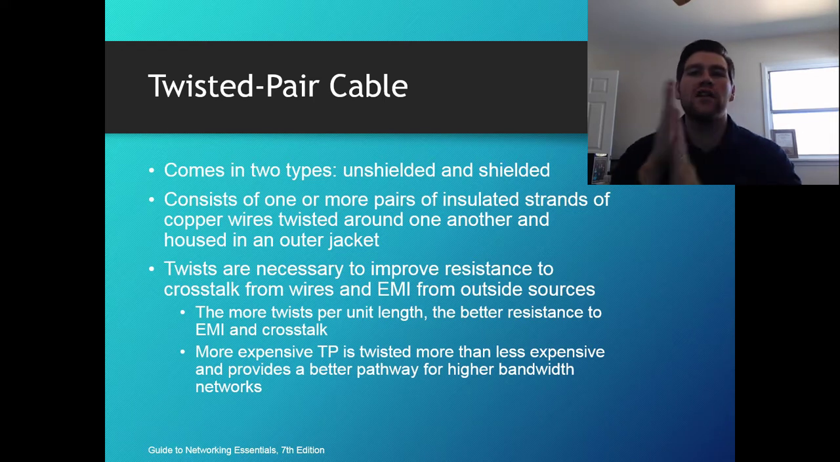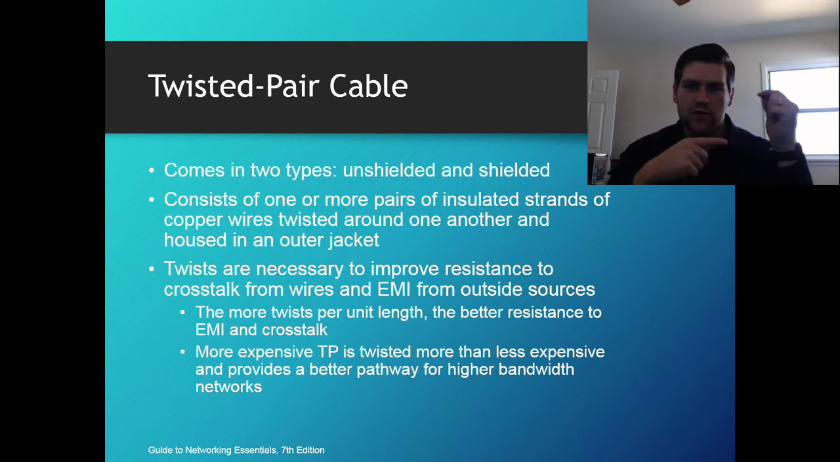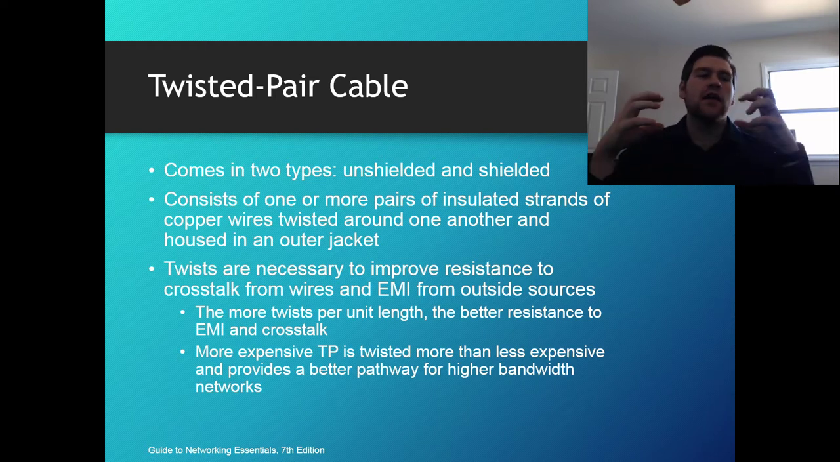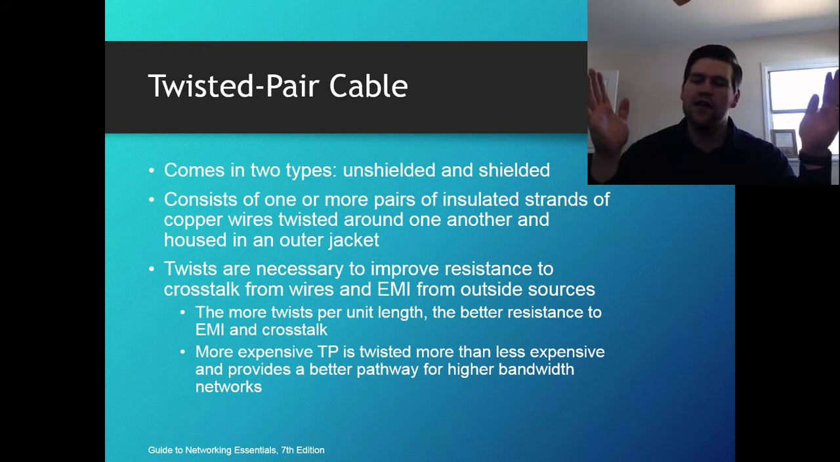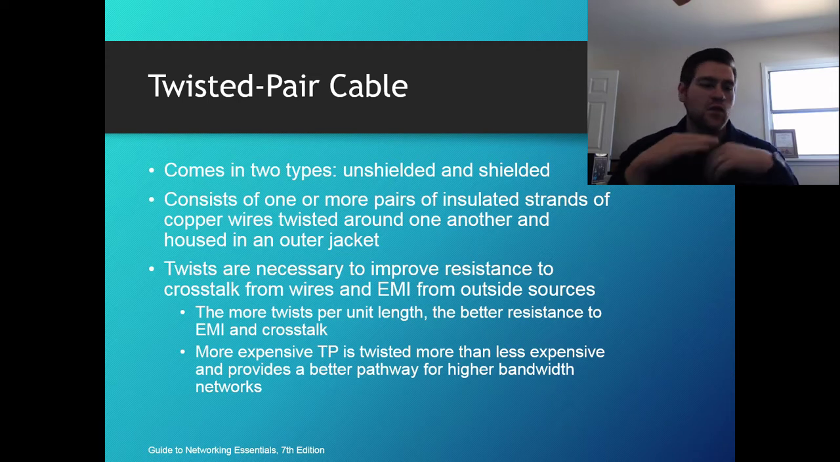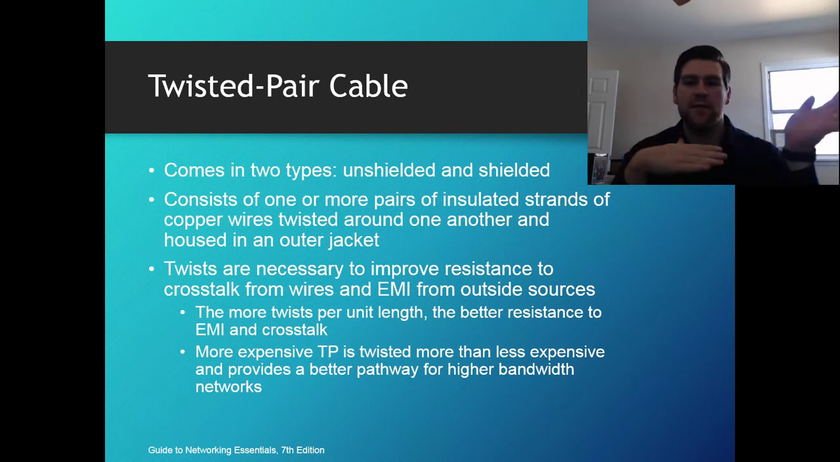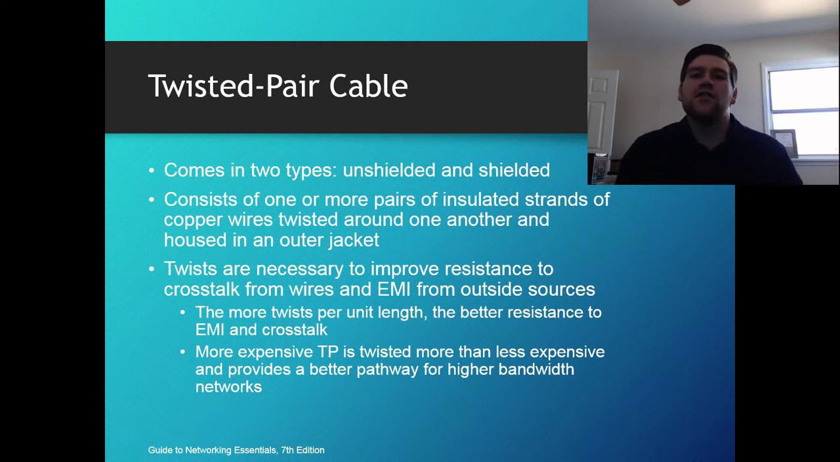So the twists are really important to improve the resistance to crosstalk and EMI. So that's what the twists are for. And actually the rating has to do in part with the amount of twists per foot or something to that effect. So when you look at different categories of cabling, they rate it not just based on the frequency that it transmits at or is able to transmit at, but also the amount of twists per foot. So there's a number of different things included in the different standards. You can actually read about those.